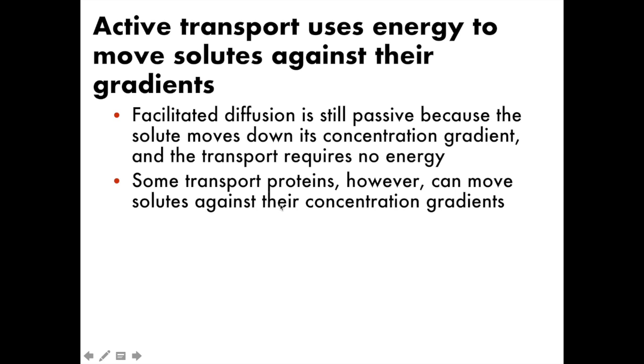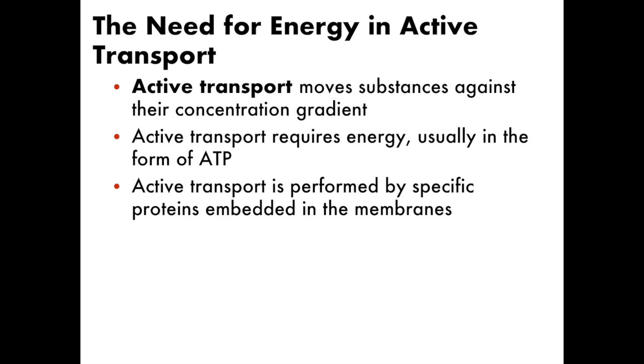But sometimes maybe we want to have some ions or something like that that's getting stored in a cell. So you're going to move things against their concentration gradient. So some transport proteins with an input of energy can move solutes against their concentration gradients. So active transport means moving things against their concentration gradient, going from an area of low concentration to high concentration. In order to do that, we have to invest energy, and that energy usually comes from ATP, adenosine triphosphate, which is an important molecule for expending energy in the cell.